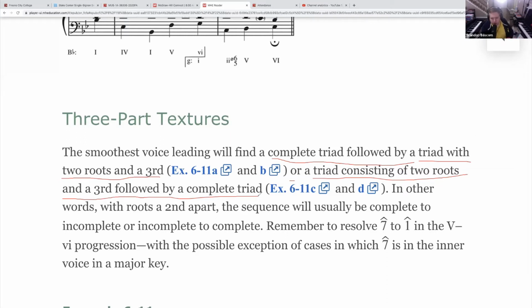Remember to resolve scale degree 7 to 1 in the 5 to minor 6 chord progression, with the possible exception of cases in which the scale degree 7 is in the inner voice in a major key. Let's take a look at what they're talking about.